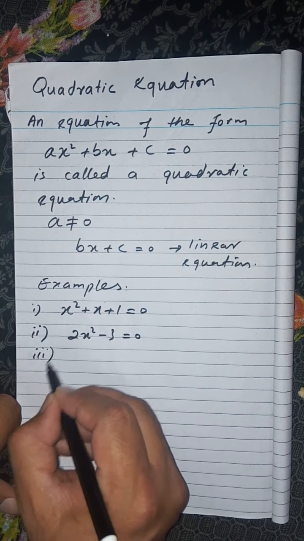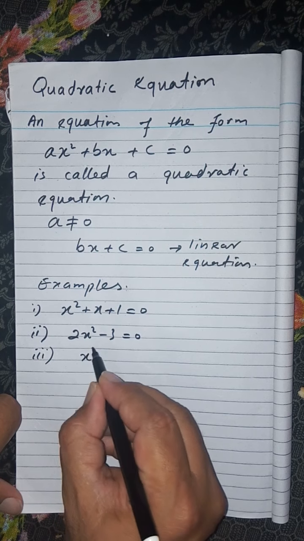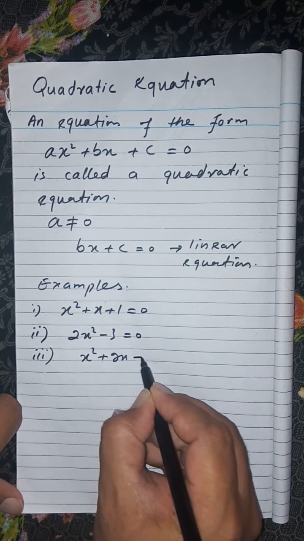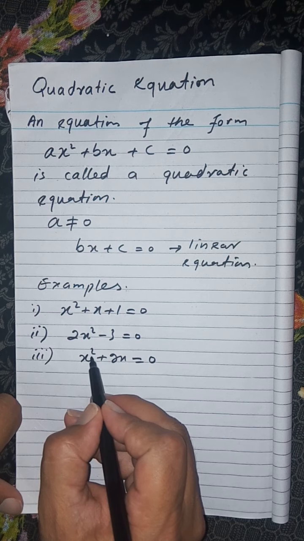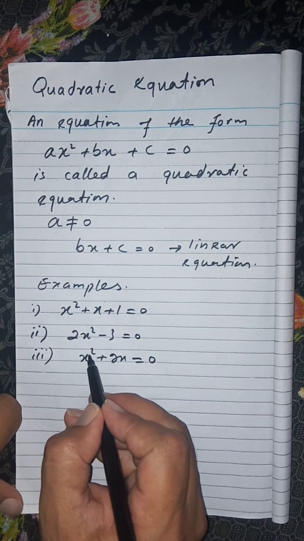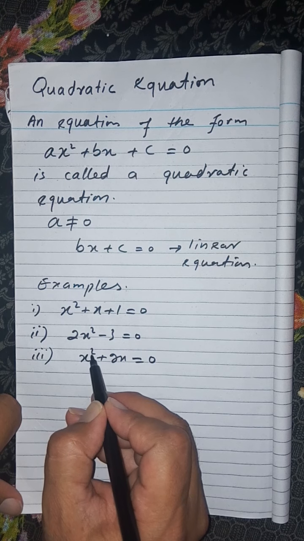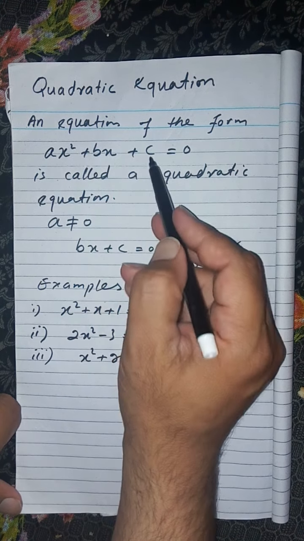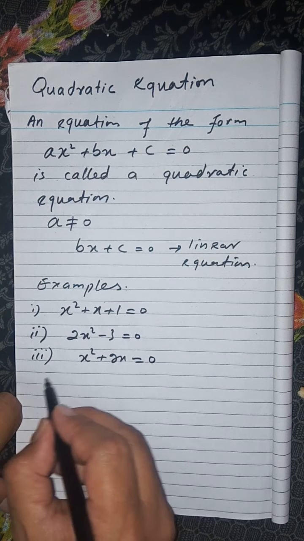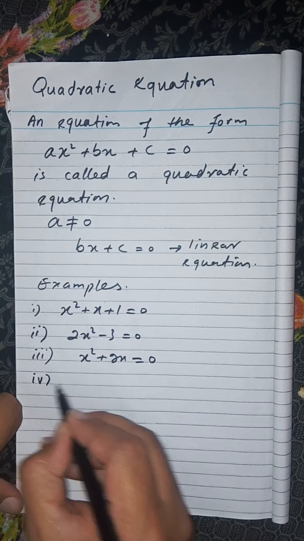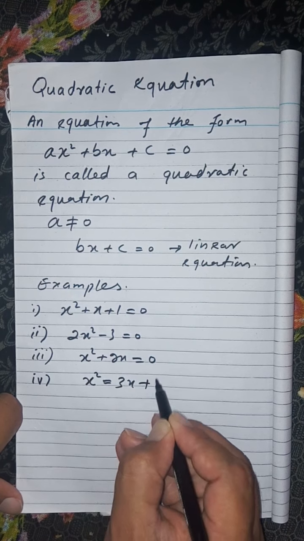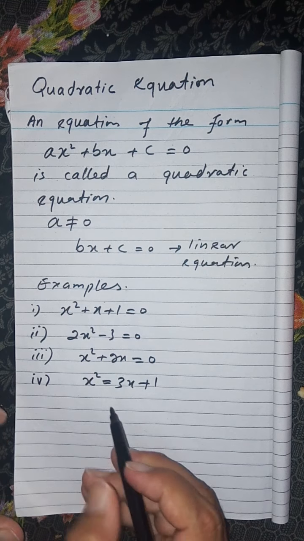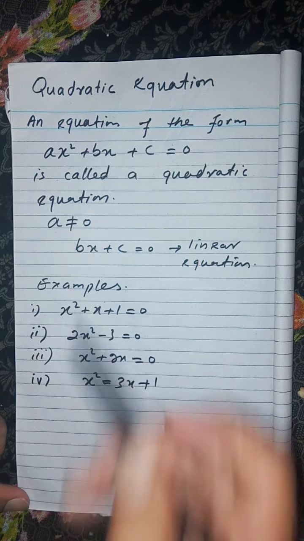The third example may be like x square plus 2x equals to 0. This is also a quadratic equation because the degree or the highest exponent of the variable is 2. So it is a quadratic equation. But here the constant term, this c one term is missing. Another example is x square equals to 3x plus 1. This is also a quadratic equation, but it is not in this form.